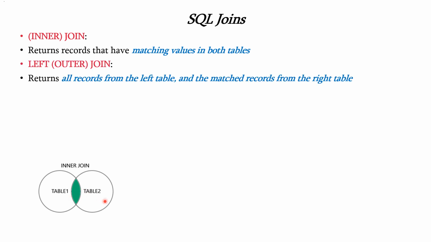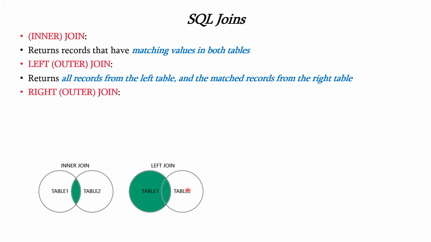Next, the left outer join. It returns all the records from the left table and the matched records from the right table. For the missing values in the right table, it will insert null values. This is the illustration for the left outer join. It takes all the values from the left table and matching values from the right table. For unmatched rows, it will insert null values.